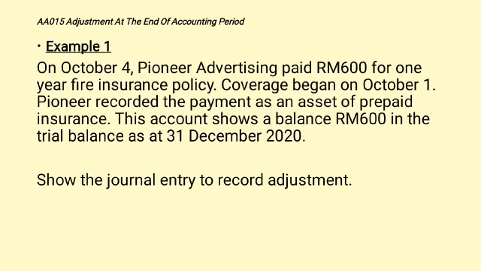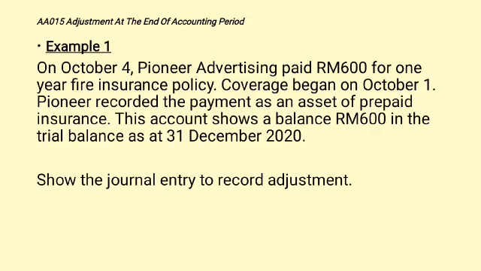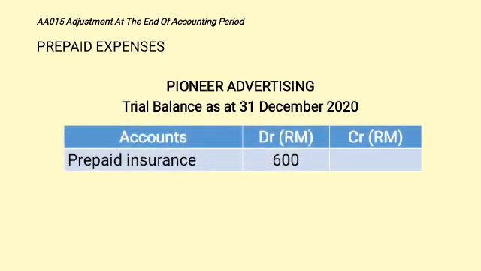On the 4th October, Pioneer Advertising paid RM600 for a 1 year fire insurance policy. Coverage began on October 1st. Pioneer recorded the payment as an asset of prepaid insurance. This account shows a balance of RM600 in the trial balance as at 31st December 2020. Show the journal entry to record the adjustment. As the question stated, the payment was recorded as an asset. So at the trial balance, it should appear as prepaid insurance debit RM600.